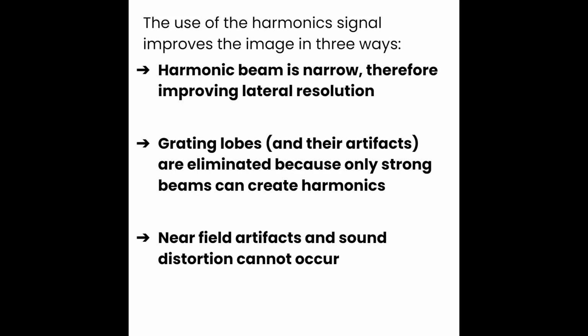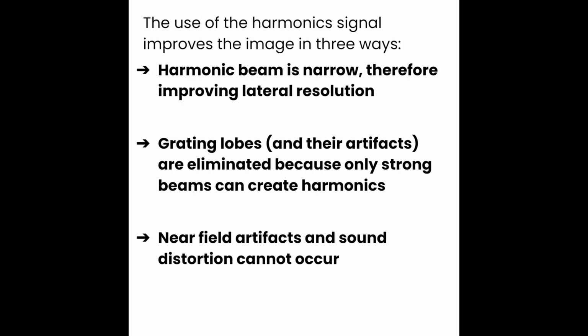Secondly, grating lobes and any artifacts that come from those are typically eliminated because only strong beams can create harmonics. Remember, grating lobes were the extra little sound information that's kind of escaping the main beam in our array transducers.